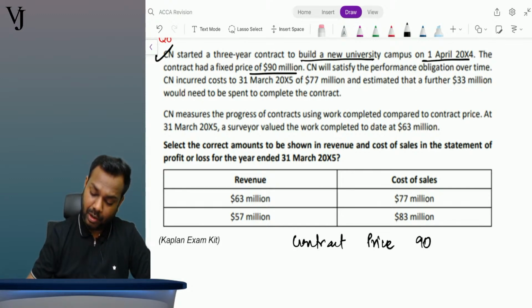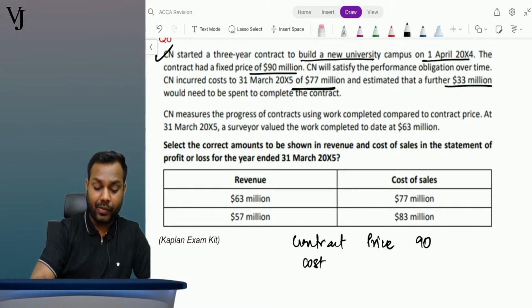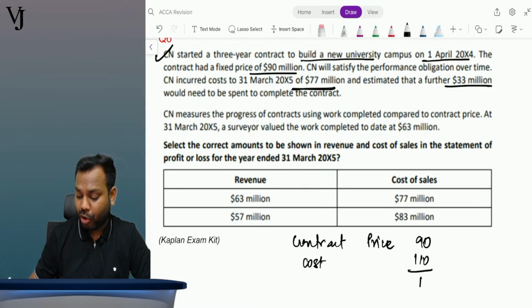90. Now we will satisfy the performance obligation. Now, what is the total cost? 77 is the cost incurred, 33 will be incurred. 77 plus 33 is 110. So it is a loss making contract.